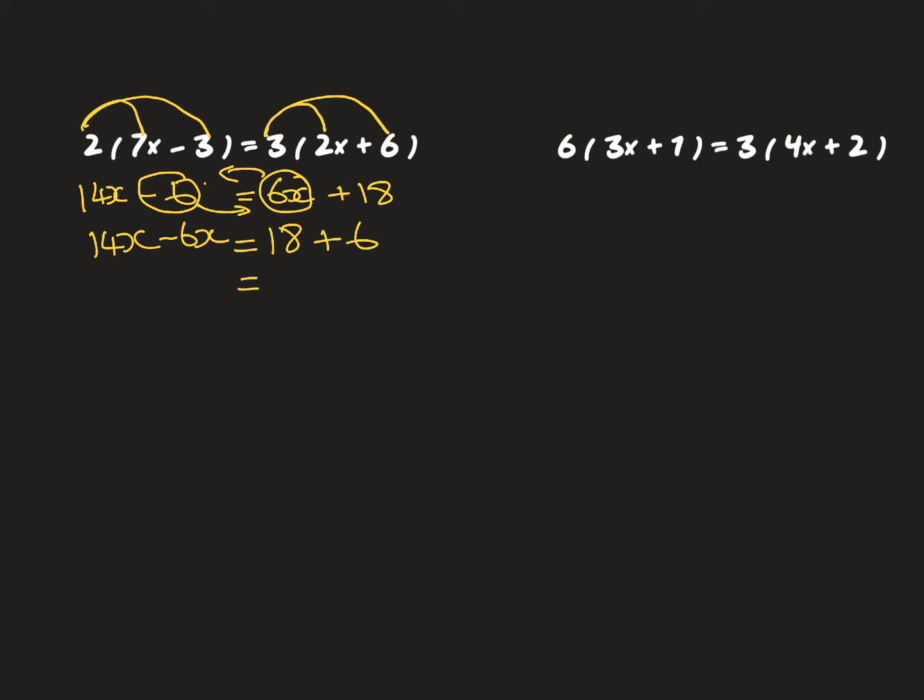Okay, so I have 14x take away 6x, so I'm going to work that out now, and that would be 8x. And I have 18 plus 6, and that would be 24. So now to solve this, I need to move the 8 to the other side, and that's multiply, so I'm going to have to divide. So 24 divided by 8. So x is equal to 3, because 24 divided by 8 is 3.